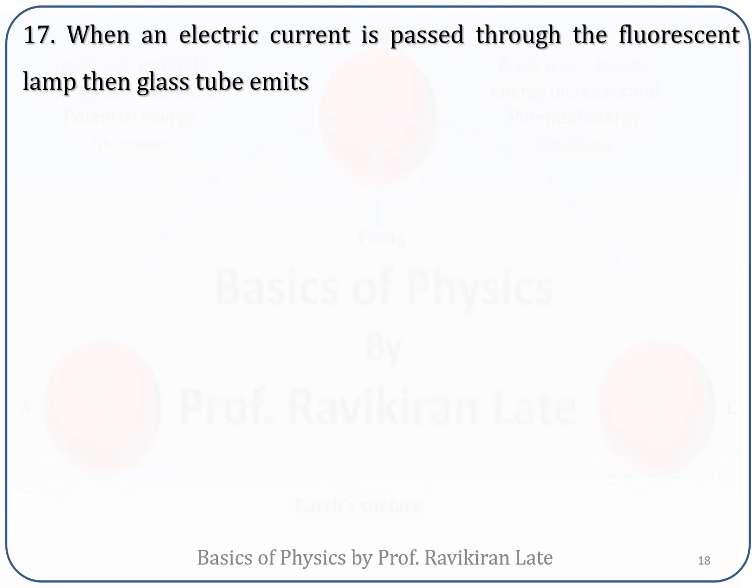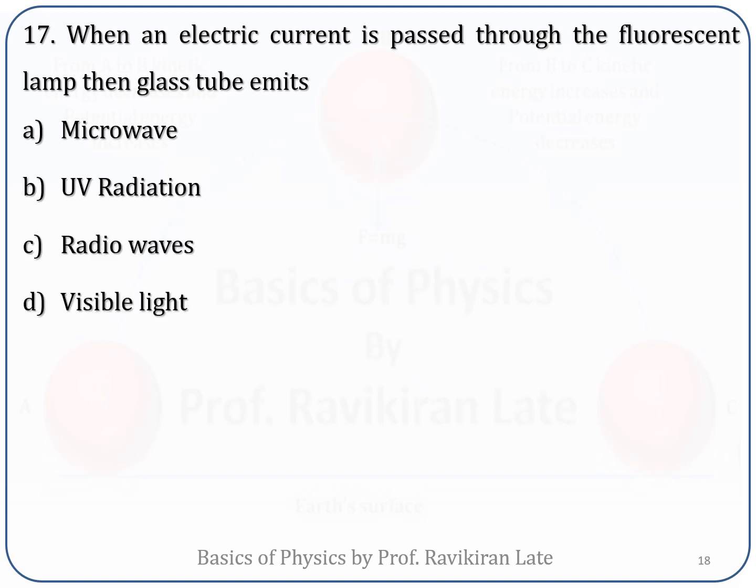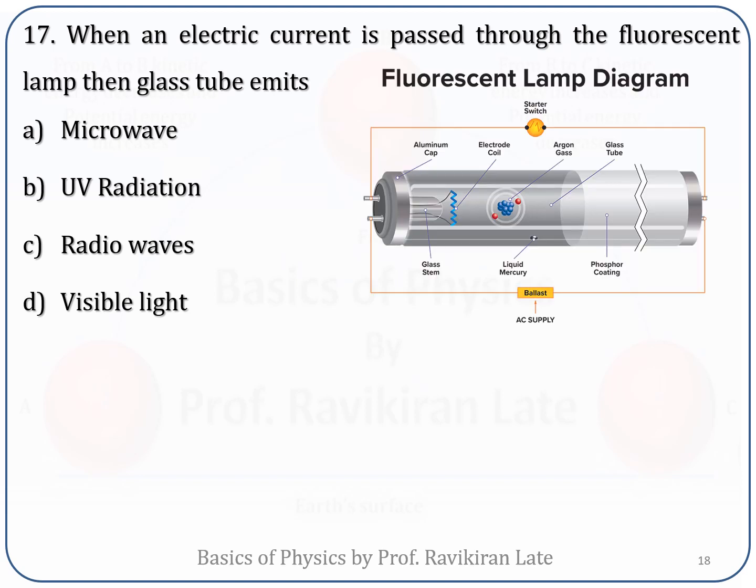The 17th question is, when an electric current is passed through a fluorescent lamp, the glass tube emits: option A microwave, option B UV radiation, option C radio waves, and option D visible light. Now we know the fluorescent lamp looks like this. We use fluorescent lamps in our daily household applications, and you might be wondering that it emits visible light. So you might take the answer D, which will be the wrong option in this case.